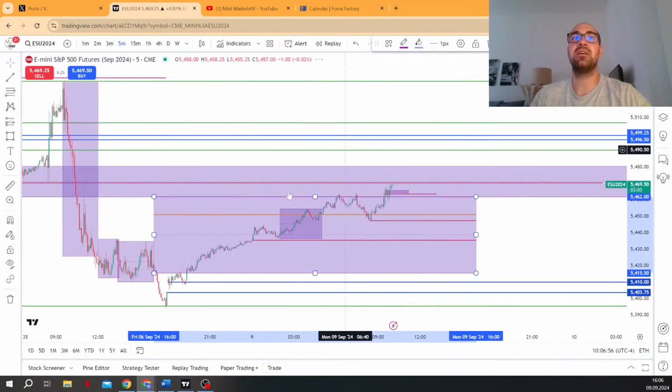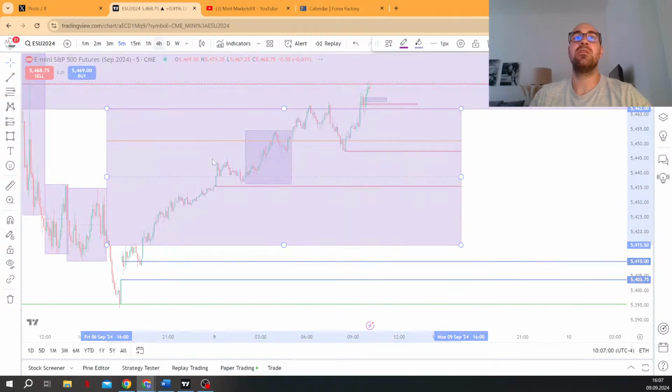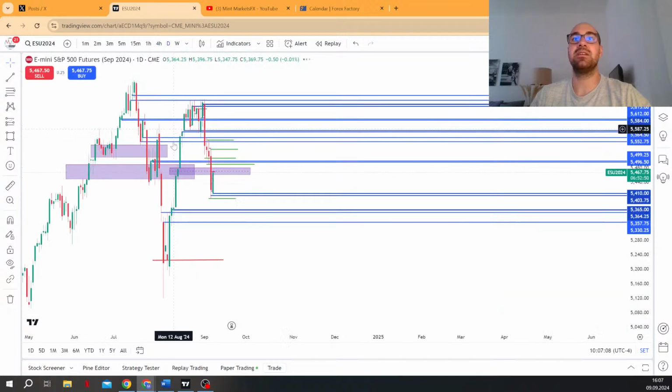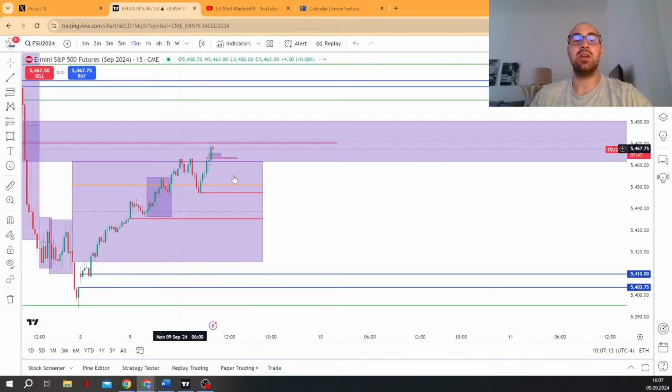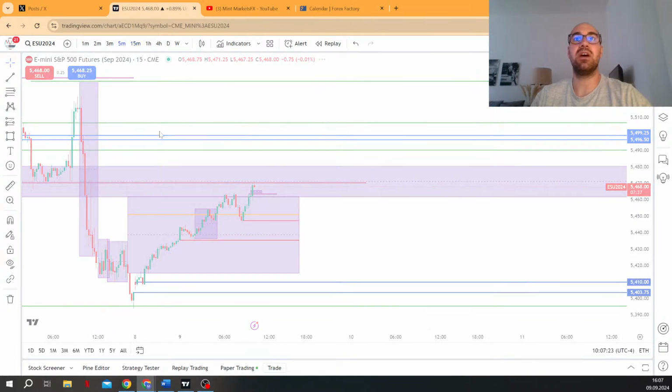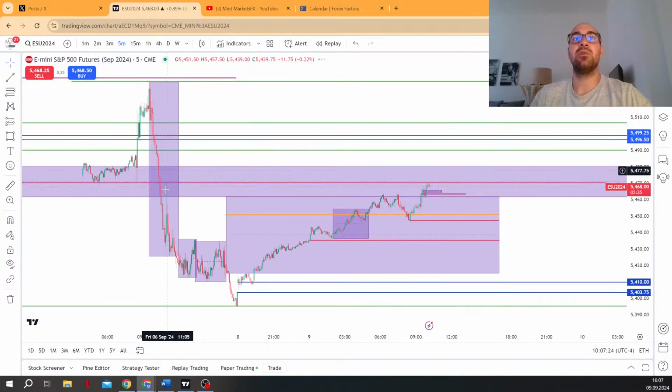Again, the red line here is our 4-hour order block. We have the mean threshold of our daily fair value gap here, and I'm expecting some resistance here. Also, we have a 15-minute wick here, a liquidity here, a 5-minute old high.